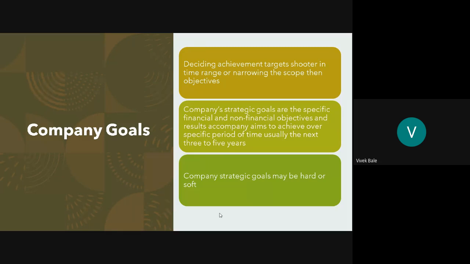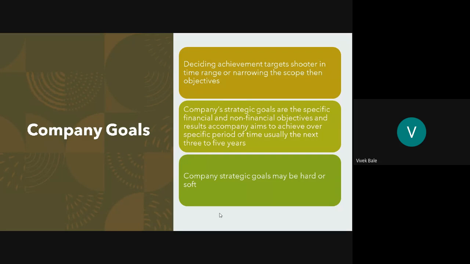While formulating the strategy, every company has to decide in advance what it wants to achieve in the future, and this is what we call the company's goals. The financial and non-financial goals of the company should be decided for a specific period of time. Otherwise, they will have no value, because everything has to be in a time frame only.